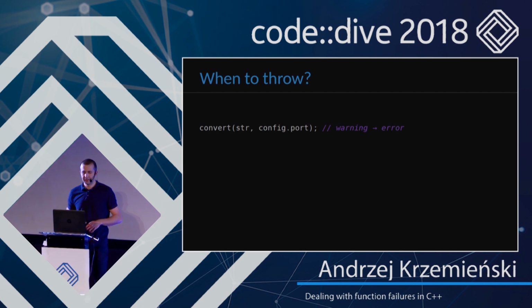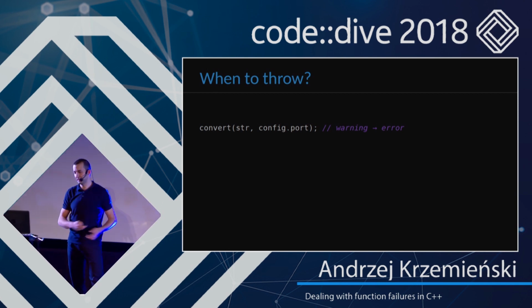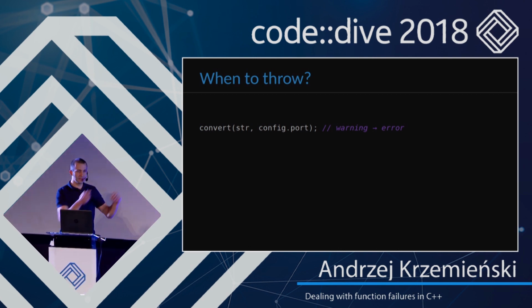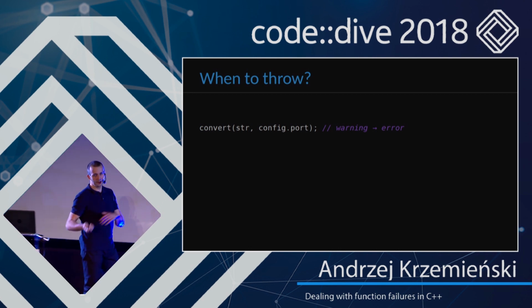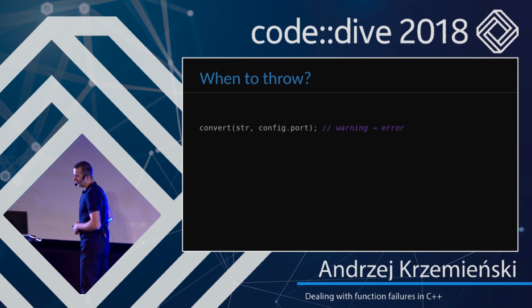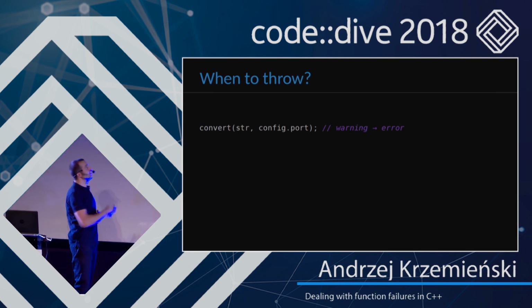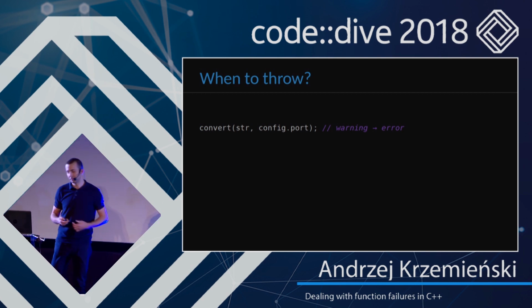It means that whenever I fail to read the result of this function, it is a compiler warning. And if I turn compiler warnings into errors, and I do, and you should also do, I get an error, and I'm forced to respond and to make a conscious decision: what do I want to do?